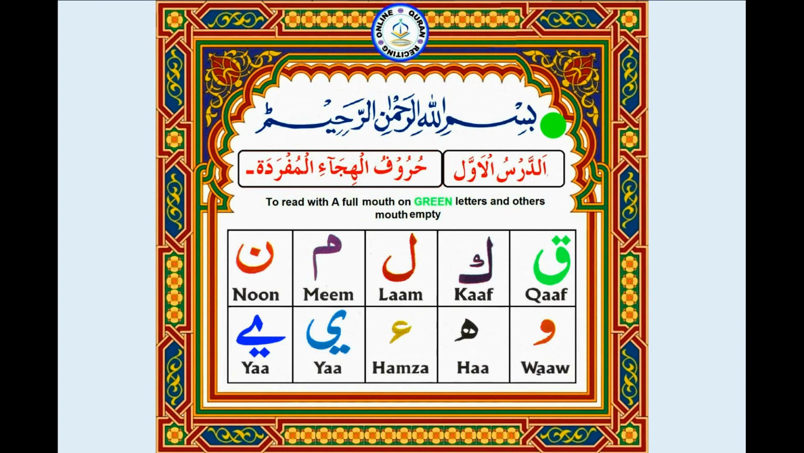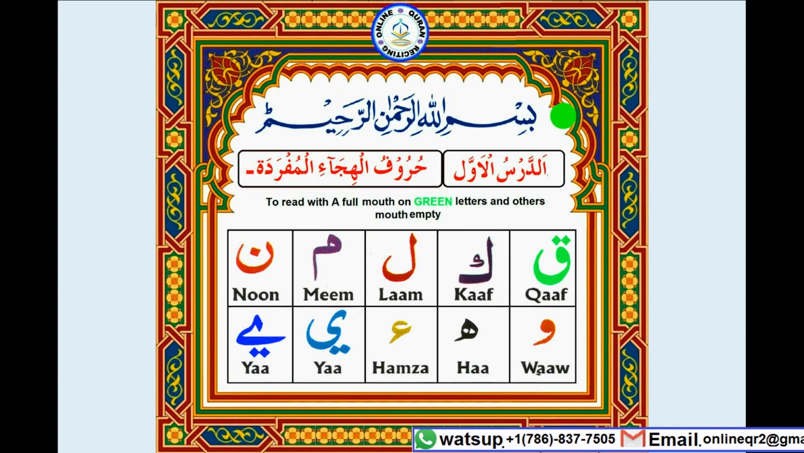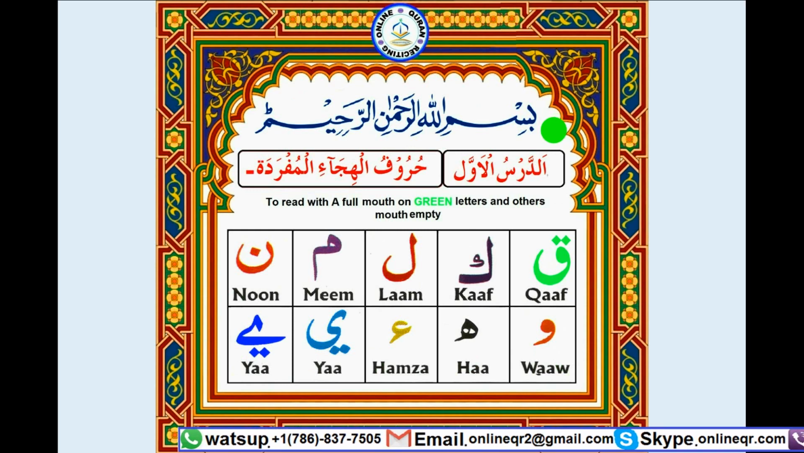This is Noorani Qaida and lesson number 1, part 3. In this lesson, I am going to teach you how to pronounce the Arabic alphabets with the help of pictures. Kindly copy these pictures and my pronunciation. So let's begin.